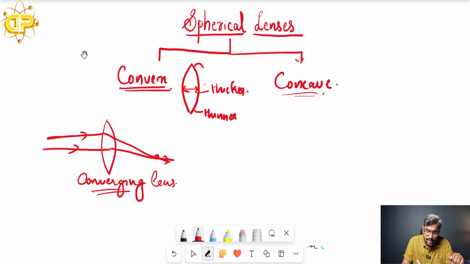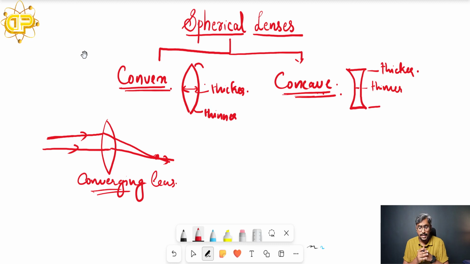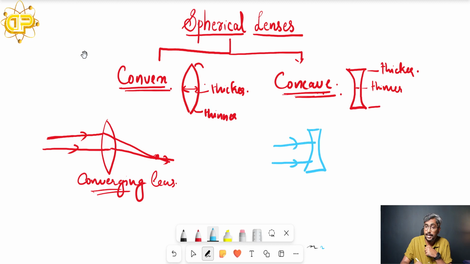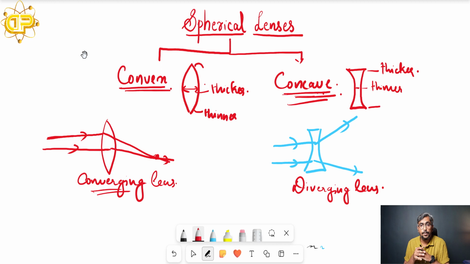So you can see how a concave lens looks like. A concave lens looks like this. You have a lens here where the middle portion is thinner and the edges are thicker. This type of lens is known as a concave lens. If I take a concave lens and pass one or two rays of parallel light, then after refraction this light will diverge and move. So we call this concave lens a diverging lens. I hope that you got the points there.